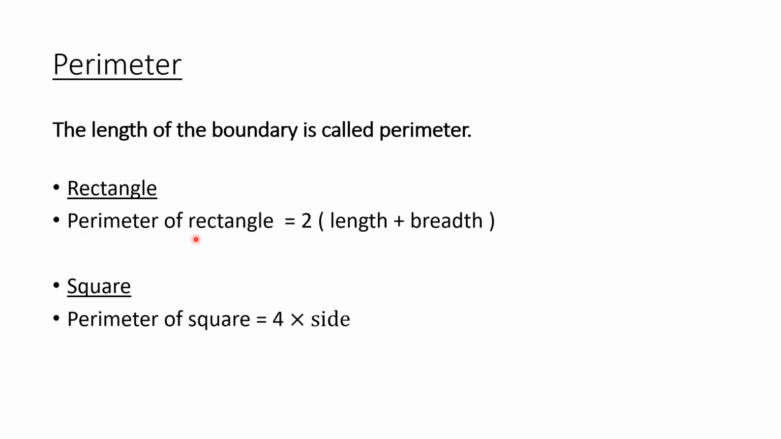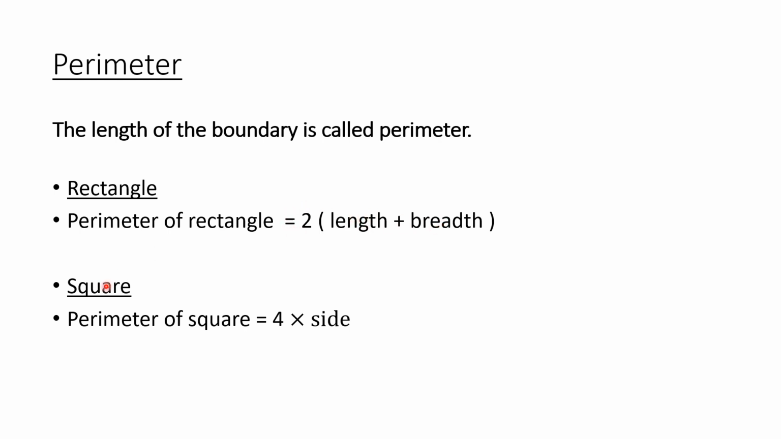Okay. So perimeter of rectangle is equal to 2 bracket length plus breadth. Bracket means multiplication. So 2 multiplied by length plus breadth. So first you have to add length and breadth. Then you have to multiply by 2.